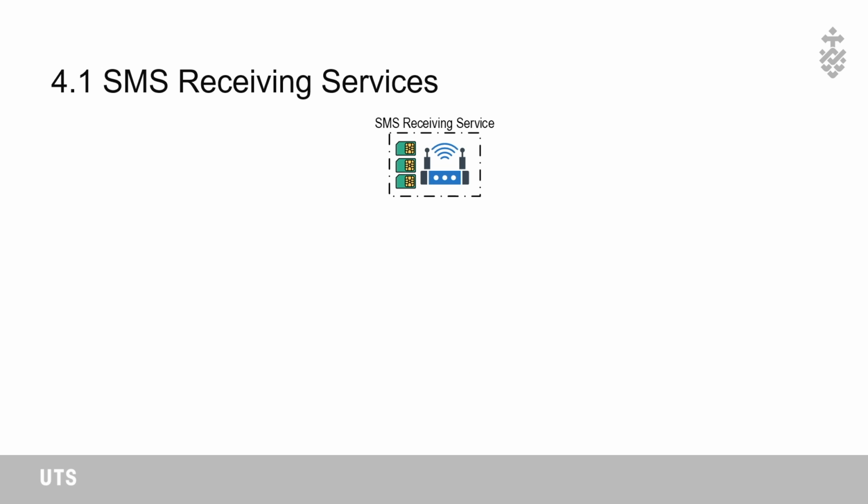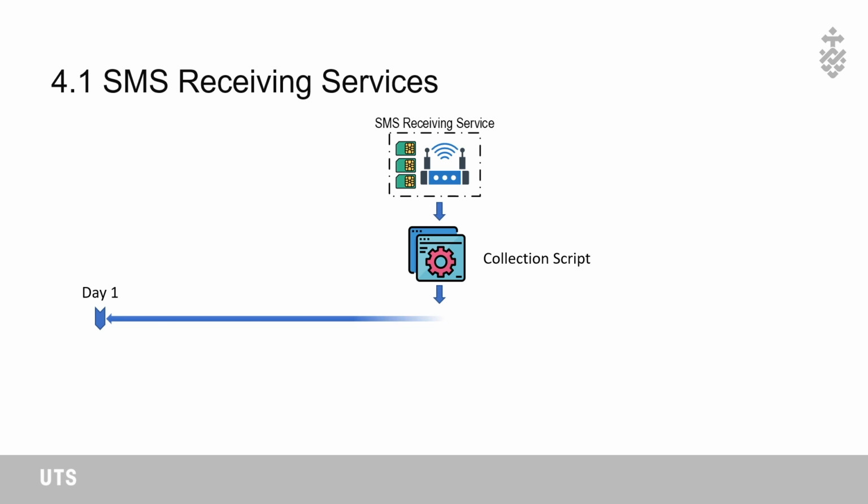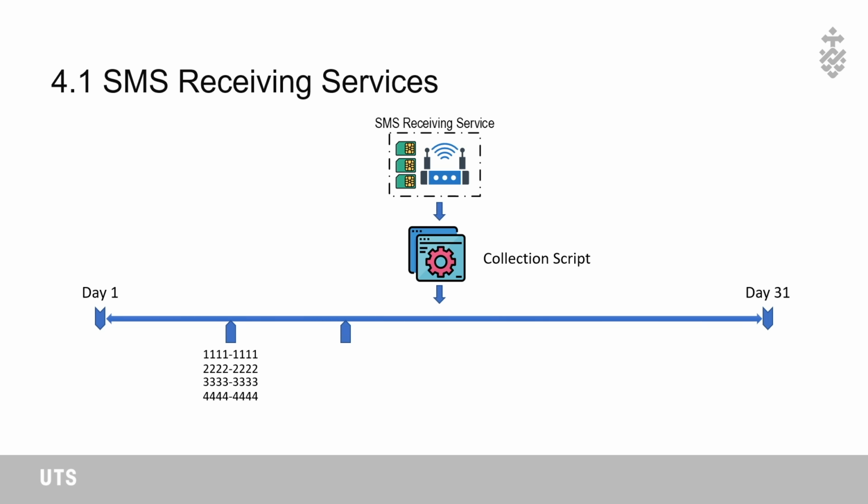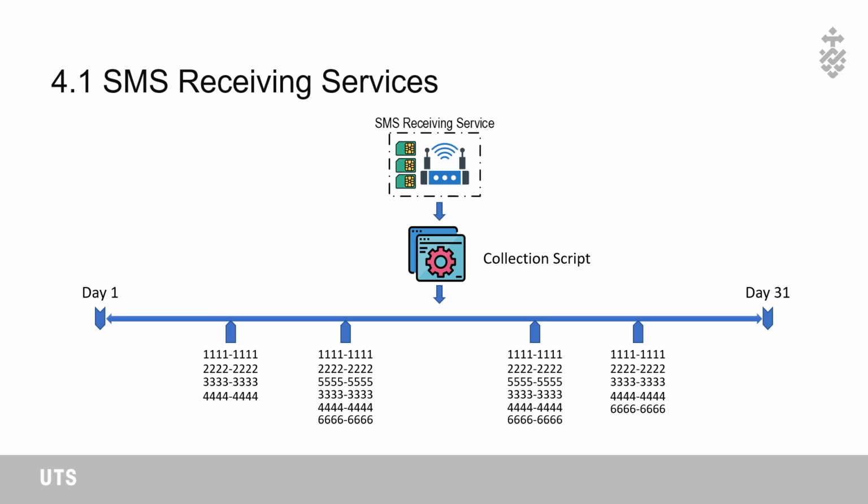To collect as many phone numbers as possible, we developed a script to collect phone numbers for 31 days. Based on the phone numbers we collected each day, there are three important features. The first one is the daily active phone numbers, which means how many different numbers we can get. The second one is the daily new phone numbers, which means how many new phone numbers we can get in one day. And the third one is the lifetime of these numbers, which means how many days we can see a phone number in our records.